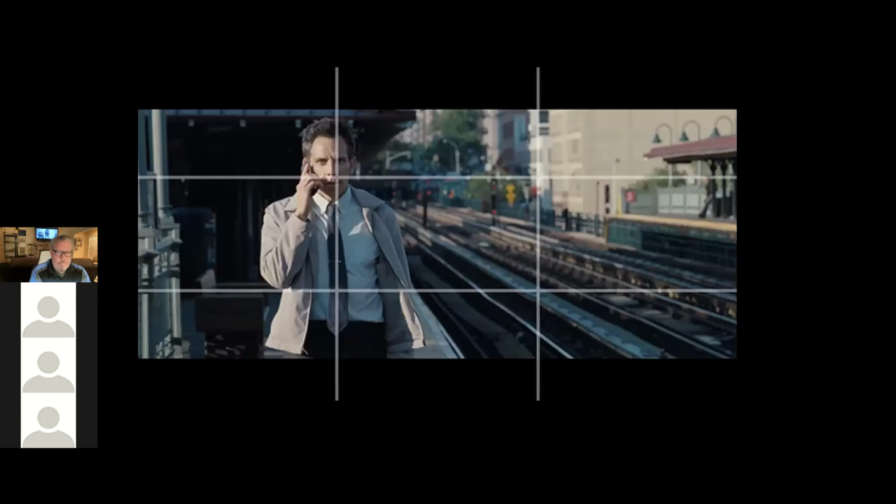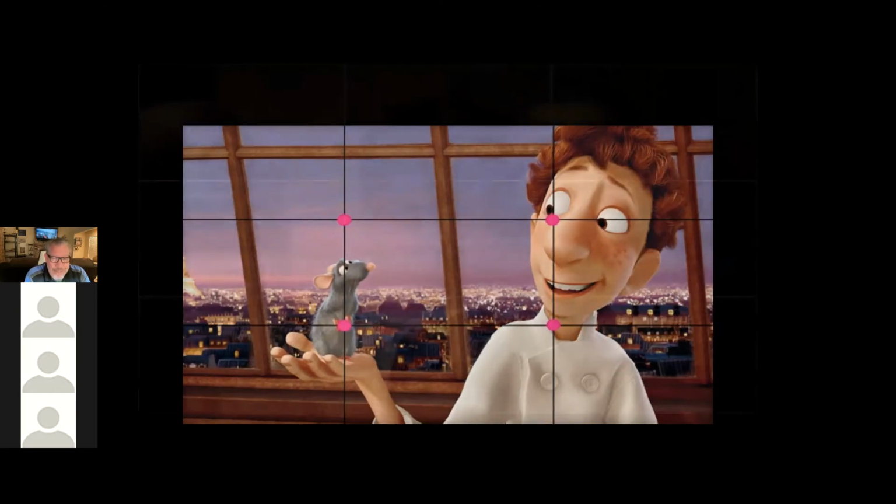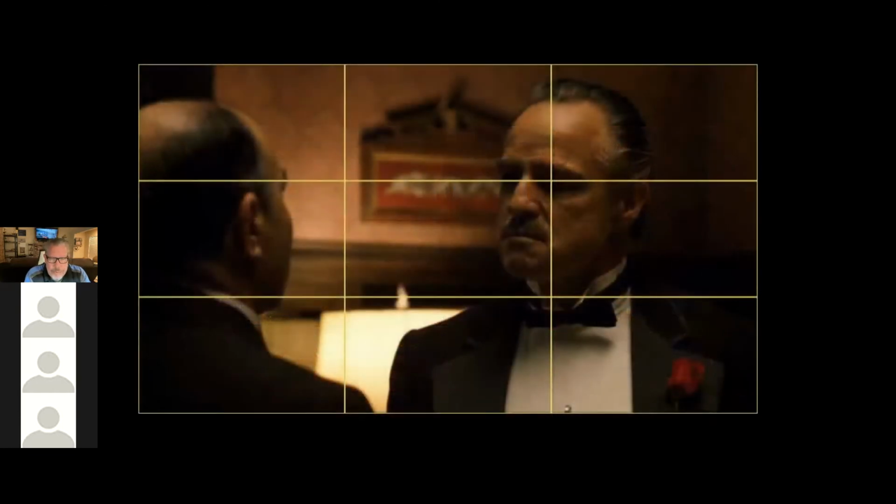So this is obviously divided up into the rule of thirds. Ratatouille, double down on the rule of thirds. Both characters are in the rule of thirds realm of things. The one that sort of didn't set it, wasn't the first one to use rule of thirds, but certainly set a benchmark for using the rule of thirds, is the Godfather series of movies.